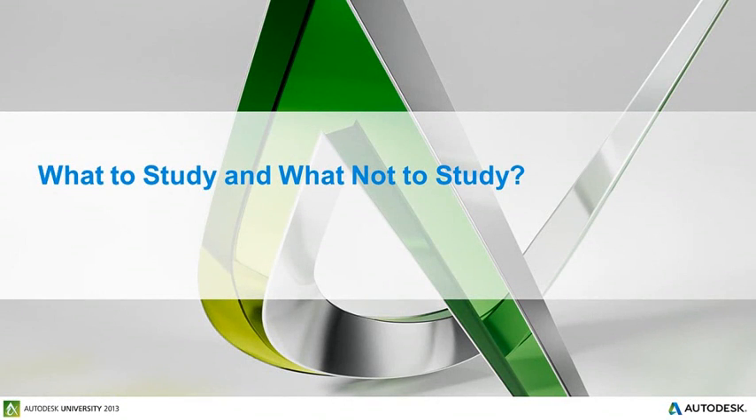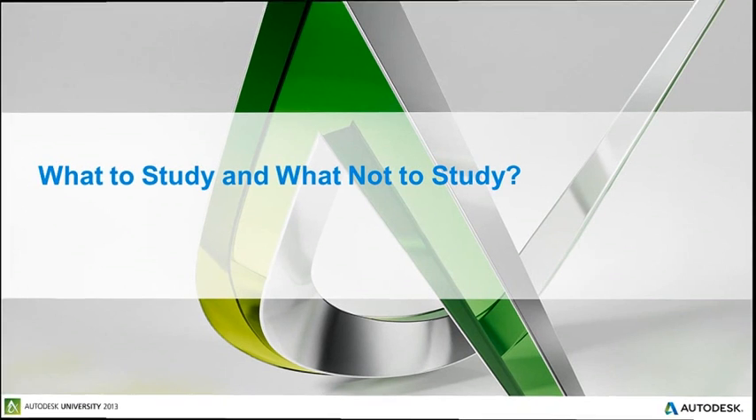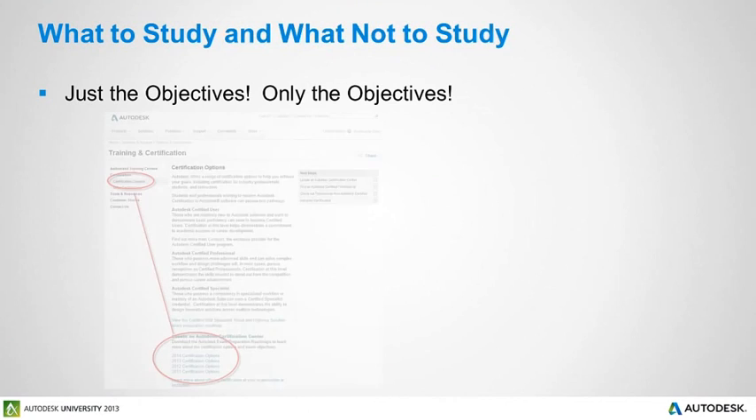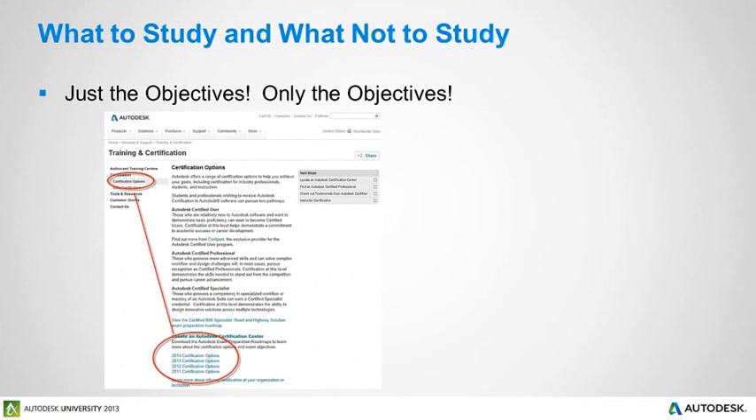So what do we need to study and to prepare for the certification exams? The very simple answer is the objectives. That's it. Go back to the AutoCAD certification website and go to the certification options for the exam that you want to take and study the objectives. That's the key. That's the roadmap of where the questions are going to come from.